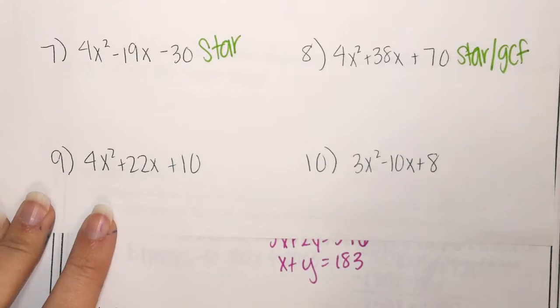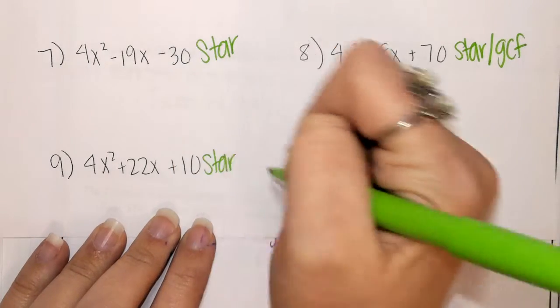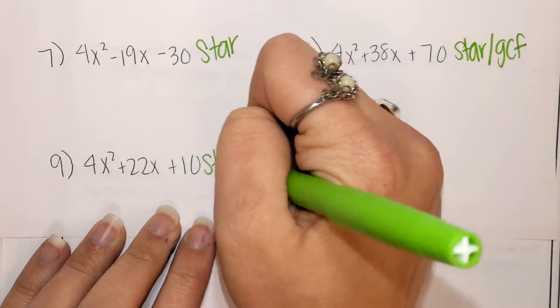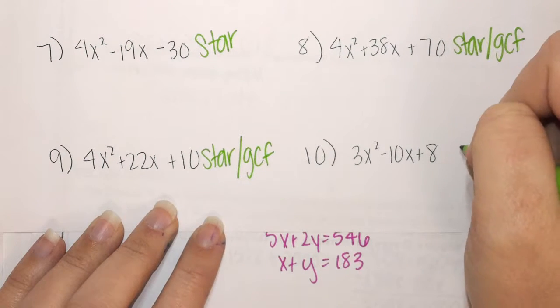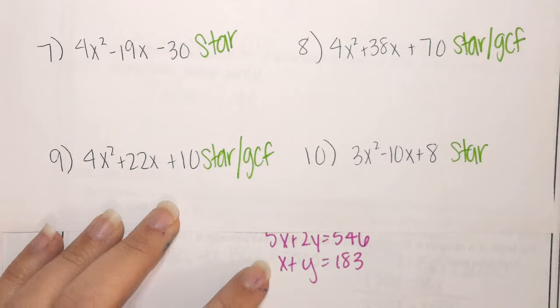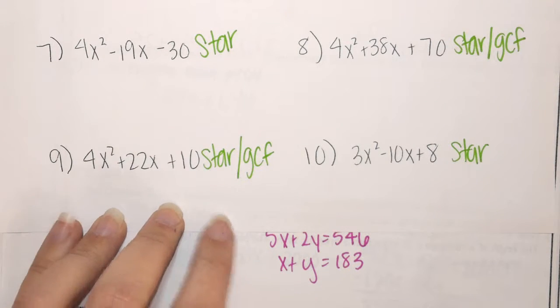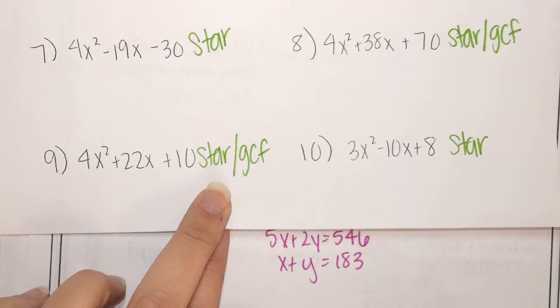What about number 9? Star. Is there a GCF? Yes. What about number 10? Look at that. That helps us on the front page, doesn't it? And we know what to do. Now let's flip it over. Are you ready?